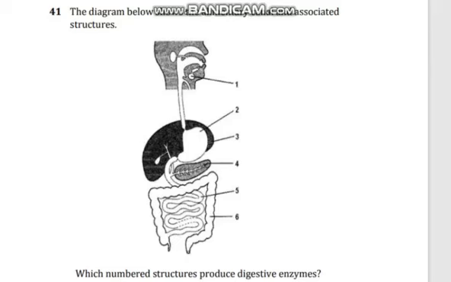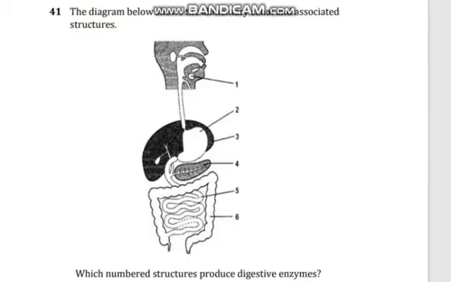The part labeled 3 is the liver, the part labeled 4 is the pancreas, and the part labeled 5 is the small intestines. The part labeled 6 is the large intestines. We need to identify which of these parts produce digestive enzymes. Number 1, the salivary gland, is a gland in the mouth, and it produces the enzyme amylase. So this one produces digestive enzymes.